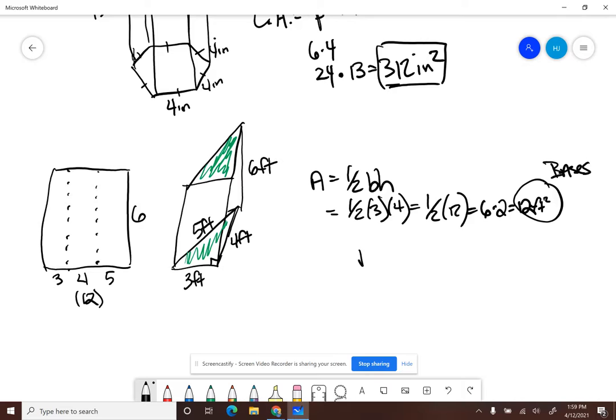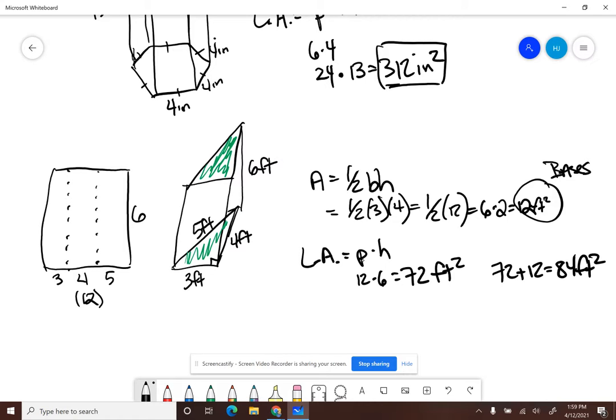So again, perimeter times height. I've got 12 times 6, which equals 72 feet squared. This is my lateral area. And so I'm going to take my lateral area plus my bases. So 72 plus 12 equals 84 feet squared.